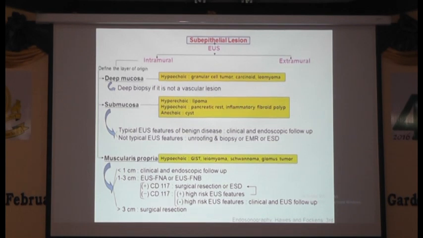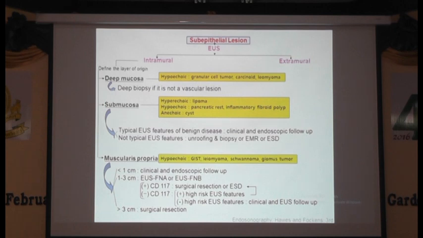If it is an intramural lesion, we can see the originating layer, and if it is located in the mucosal layer, we can get tissue via deep biopsy and see what it is, and if it needs to be removed, we can do EMR. If the lesion is in the submucosal layer and it is a very typical hyperechoic lesion like lipoma or pancreatic rest, we can just observe and follow it. But if the lesion does not have typical EUS features, we can try to unroof and biopsy deeply, or we do EMR or ESD to get tissue and remove it, which is diagnostic and therapeutic together.